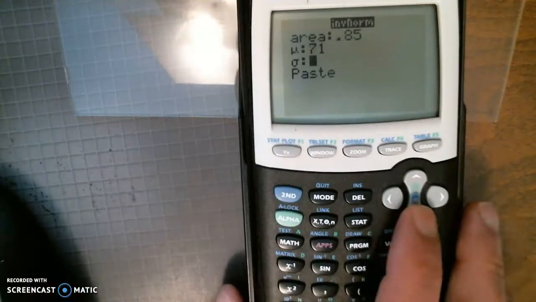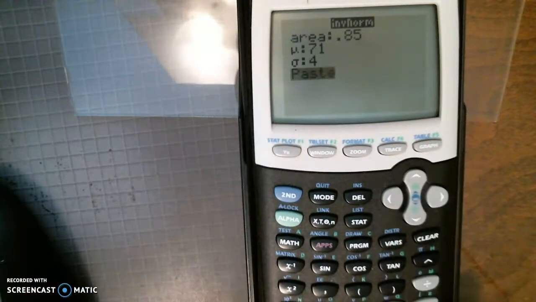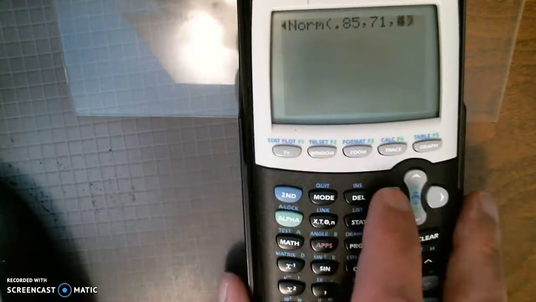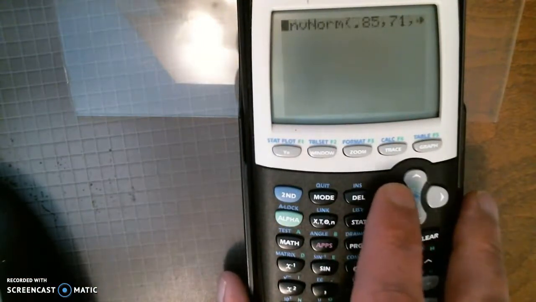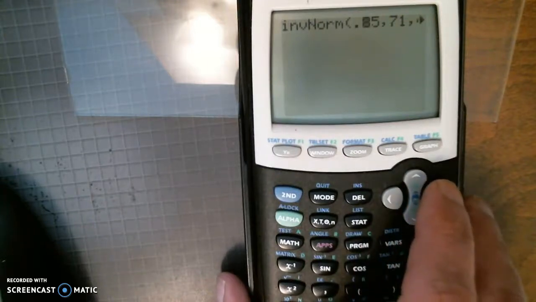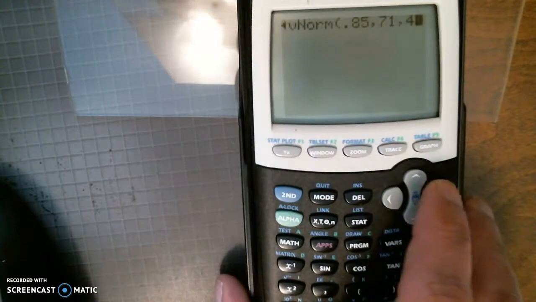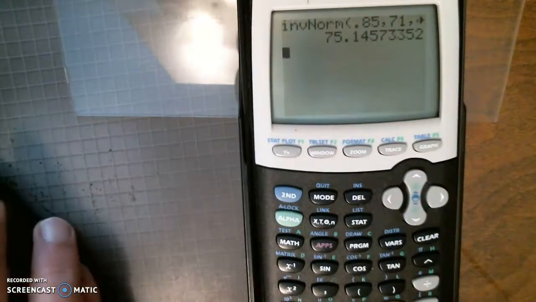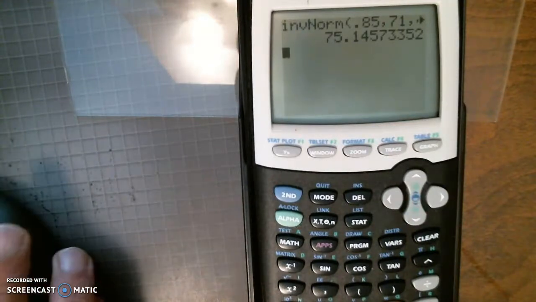So we're all set up here. Just type those in, go down to paste, hit enter. Now, if you've got an older calculator that doesn't do these pop-up menus, you select the inverse norm function, and then type in the area to the left, comma, mean, comma, standard deviation, and then hit enter, and there's your 75.14.